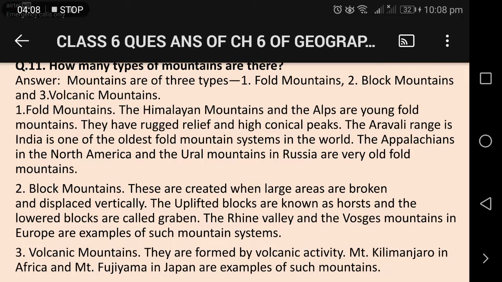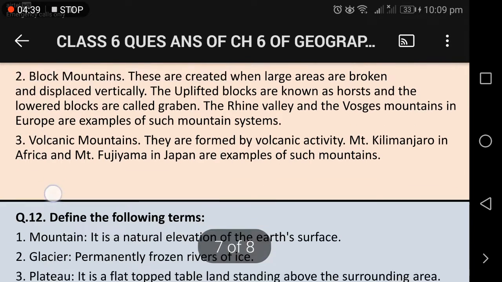They are created when large areas are broken and displaced vertically. The uplifted blocks are known as horst, and the lowered blocks are known as the graben. Now the Rhine Valley and Vosges mountains in Europe are examples of such mountain systems. So block mountains, examples: Rhine Valley and Vosges mountains. Next, volcanic mountains. They are formed by what? Volcanic activity. Okay, and Mount Kilimanjaro in Africa and Mount Fujiyama in Japan are the examples of such mountains.